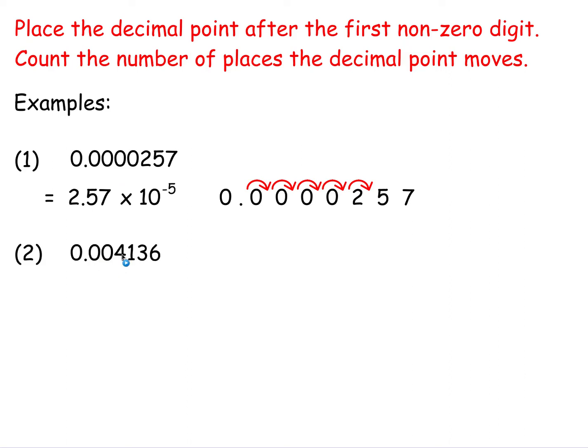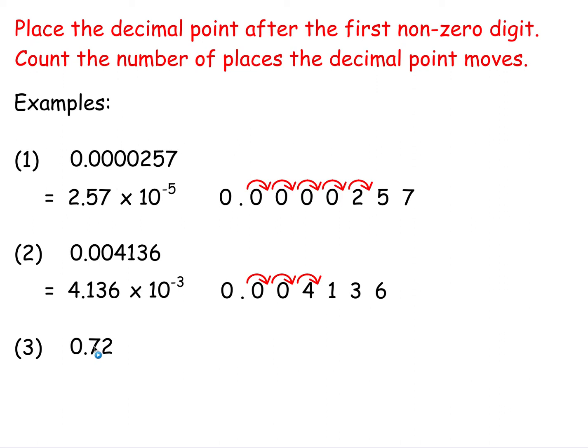So place the decimal point after the first non-zero digit. That's 4.136. Count the places the decimal point moves from being 4.136 to being 0.004136. There it is there. There's a jump of 3 places between them. So it's power negative 3. So if the number starts at 0 point something, it's going to be a negative power.